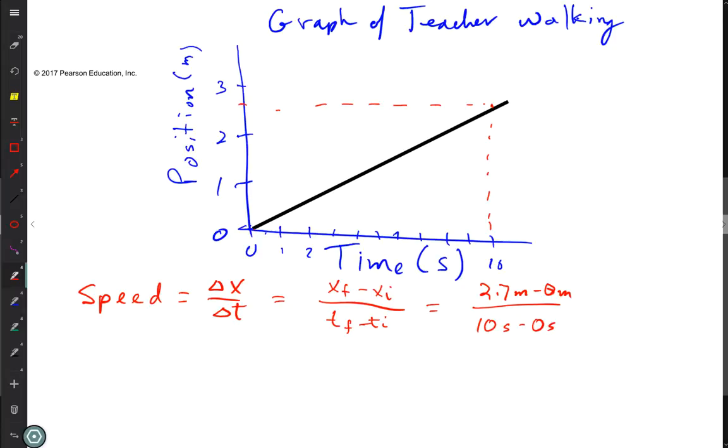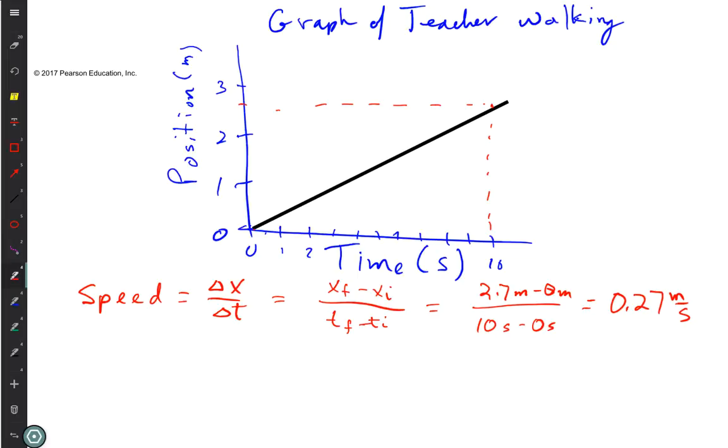I'd have like that. And so just dividing that out, that's 0.27 meters per second. But what does it look like if I take the change in position, notice the position is the vertical aspect, over the change in time? What do we usually call that for a graph? We take the change in the height divided by the change in the horizontal, the slope. So this is equal to the slope.